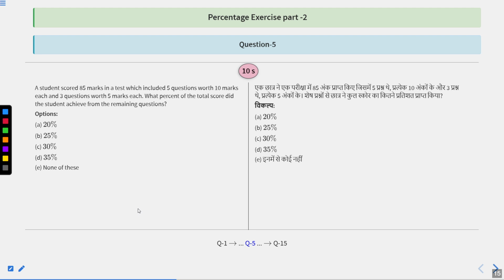A student scored 85 marks in a test, which includes 5 questions worth 10 marks each and 3 questions worth 5 marks each. What percent of the total score did the student achieve from the remaining questions? You have 5 options and 10 seconds to solve this question. Your time starts now.